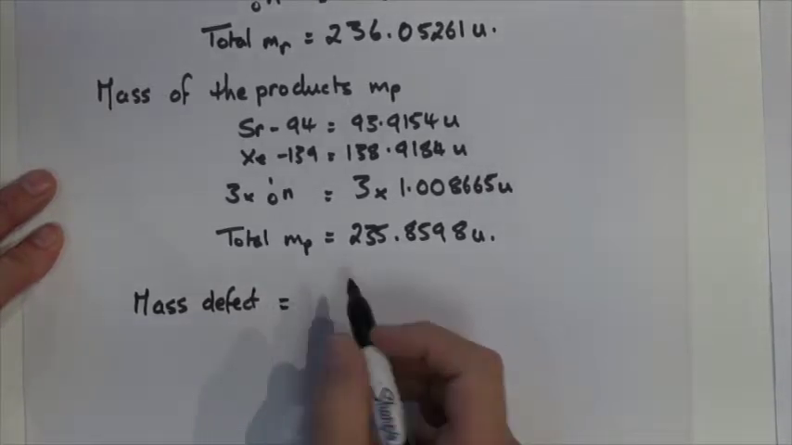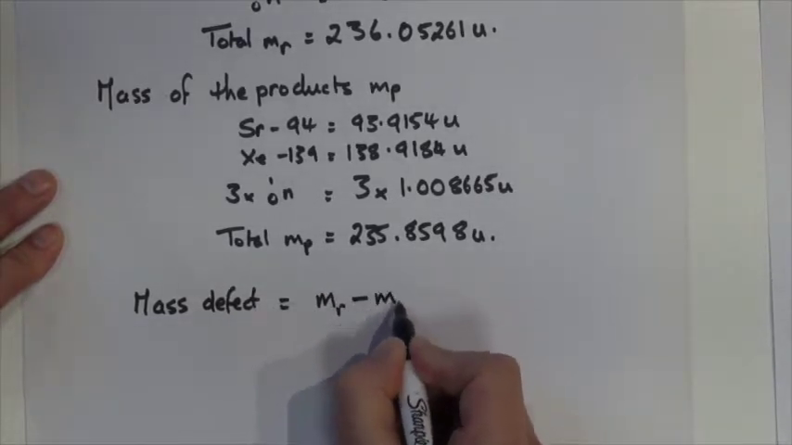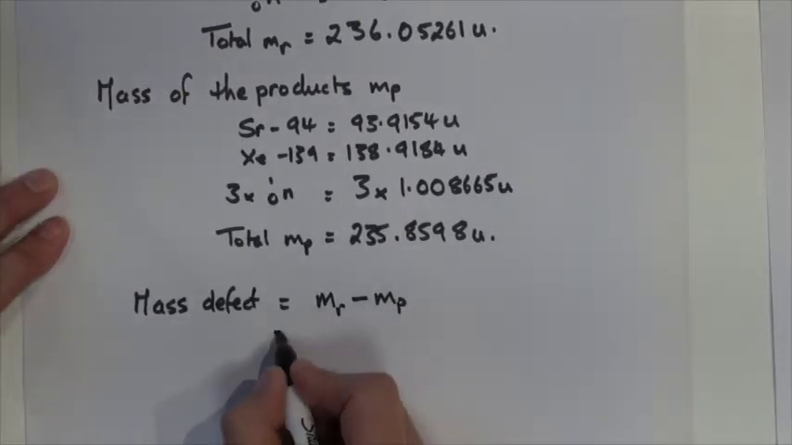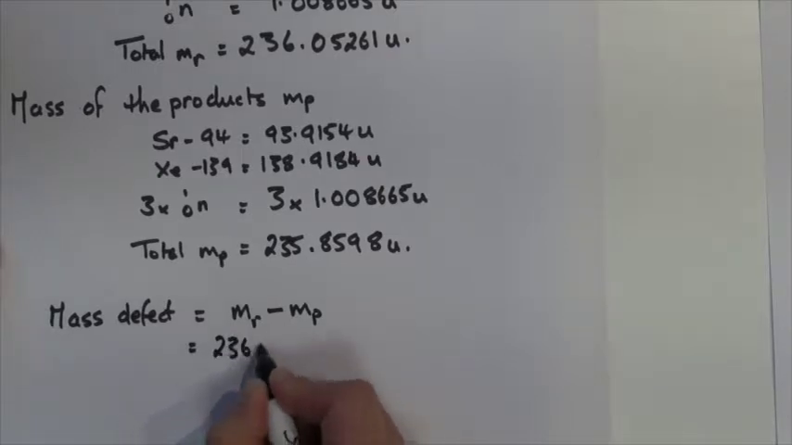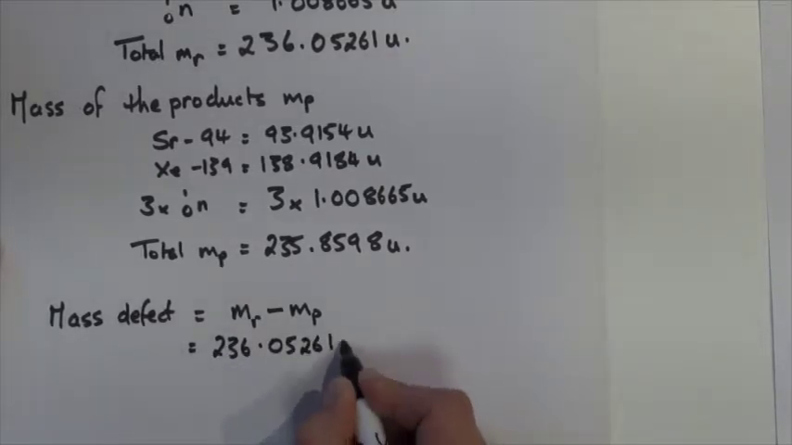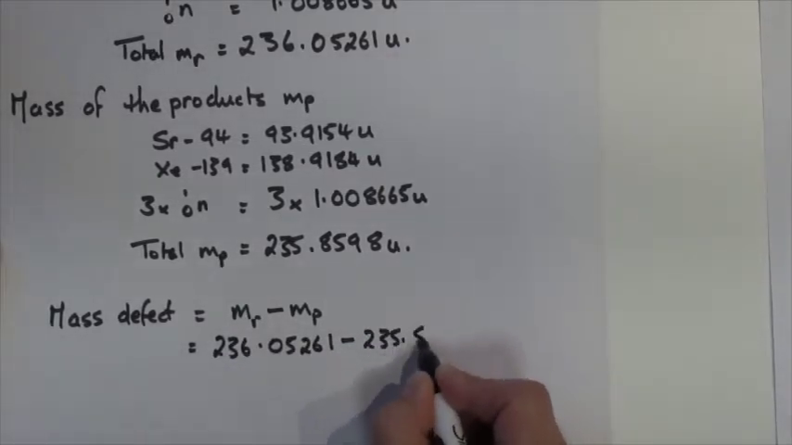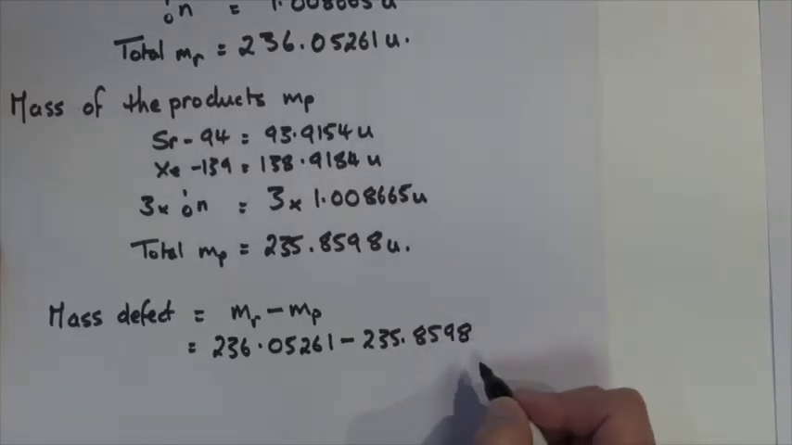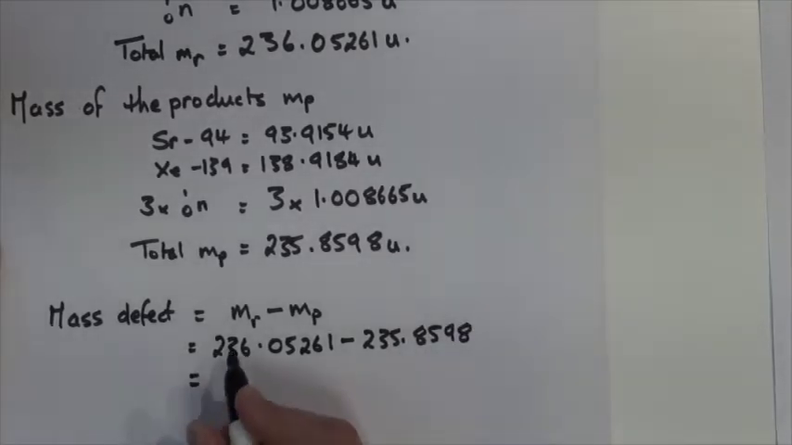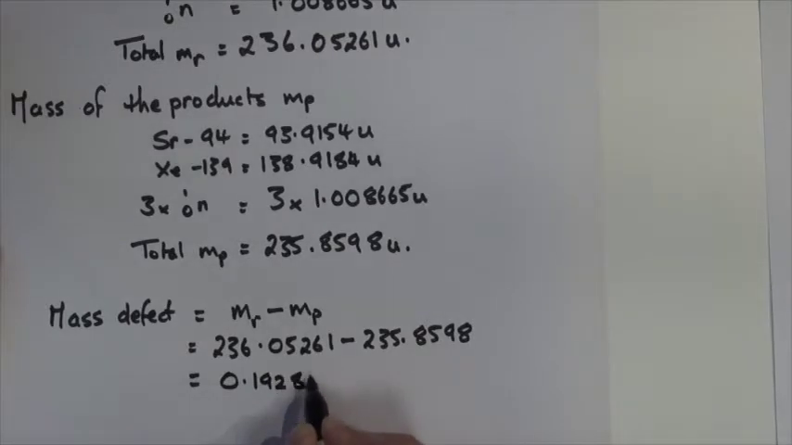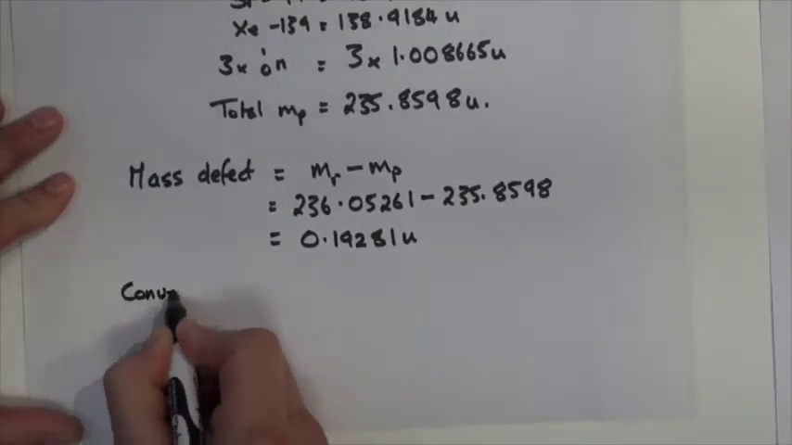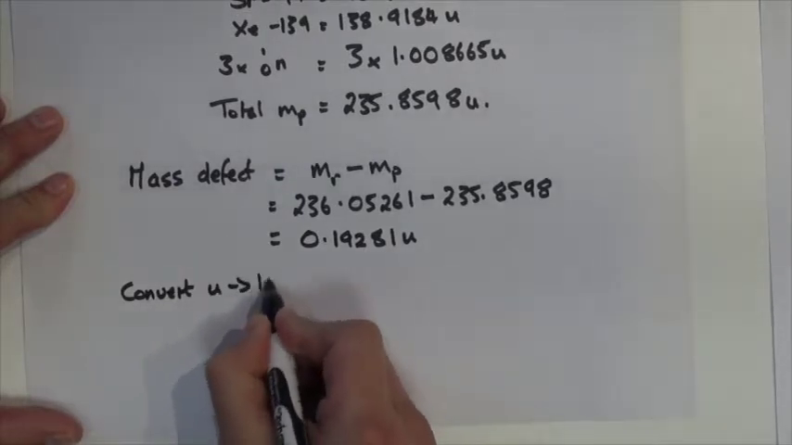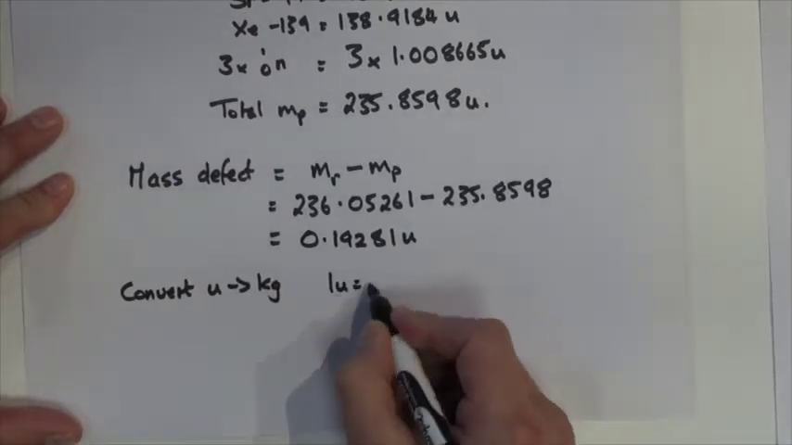Now we notice that MP is going to be less than MR. So the mass defect will basically be calculated by MR minus MP. Well, MR is 236.05261 and MP is 235.8598. That gives a combined mass defect of 0.19281 atomic mass units.